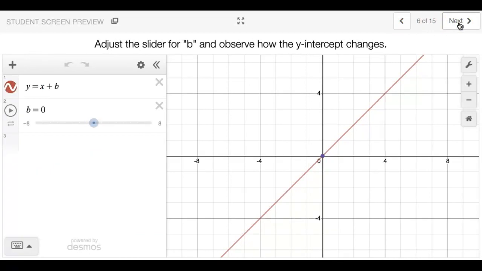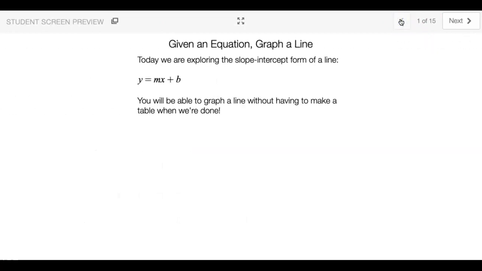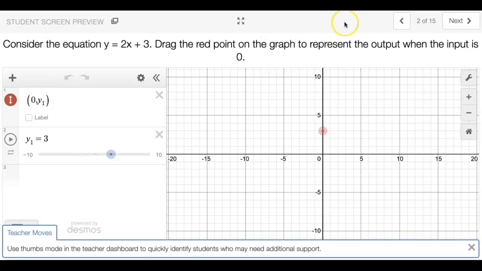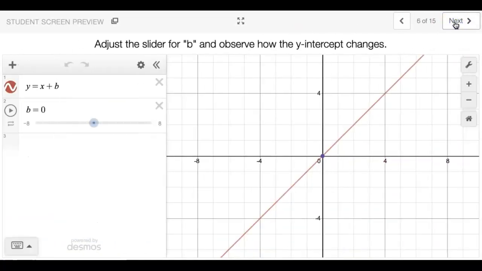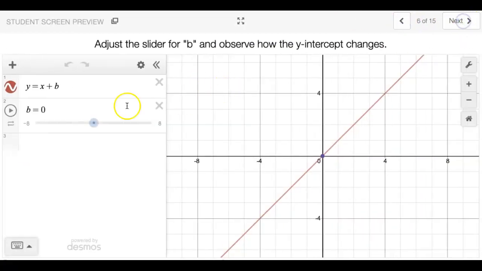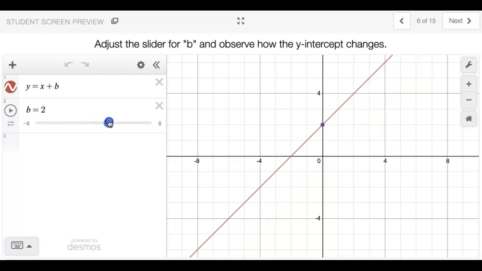Next, let's adjust the slider for b. So y equals x plus b, and now we're not changing the slope. If we go back to what it told us initially, it was mx plus b. What we were doing before was changing the m. Now we're going to change the b. Oops, I went a little bit too far. I want to change b to 2. So there it is.